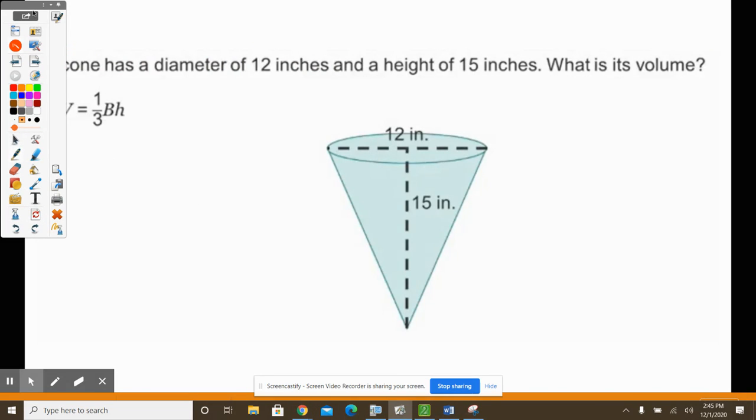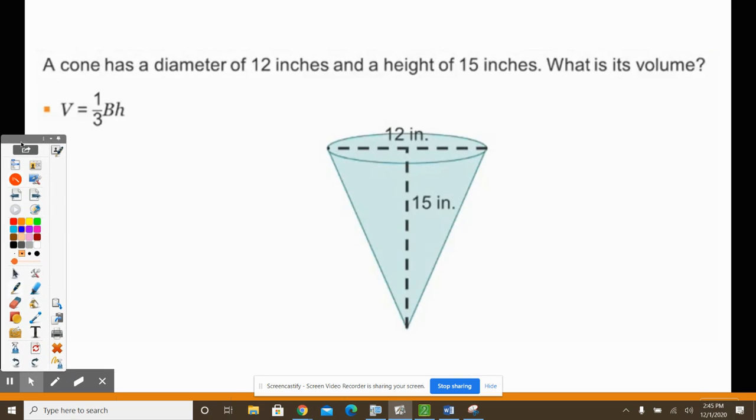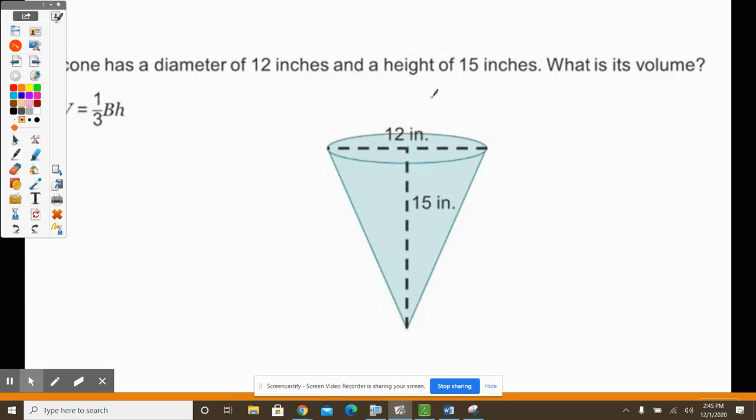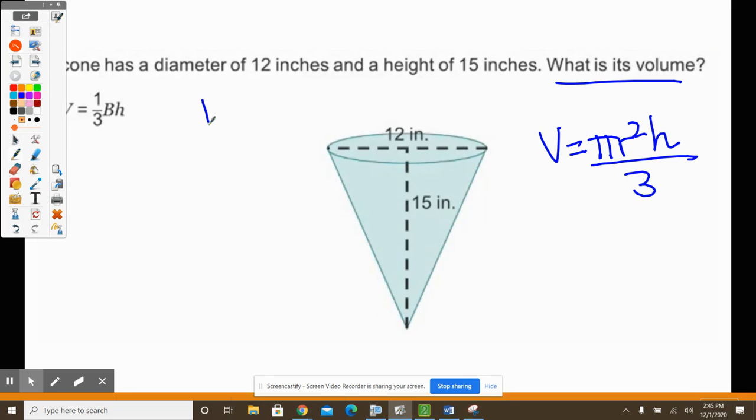This time, I can't quite read what that says here. A cone has a diameter and a height. They want to know the volume. Well, remember, the volume is pi r squared h divided by 3. I don't know the r. I know the diameter. So the first thing you need to do is find the r. Well, what is the radius? The radius is half of the diameter.